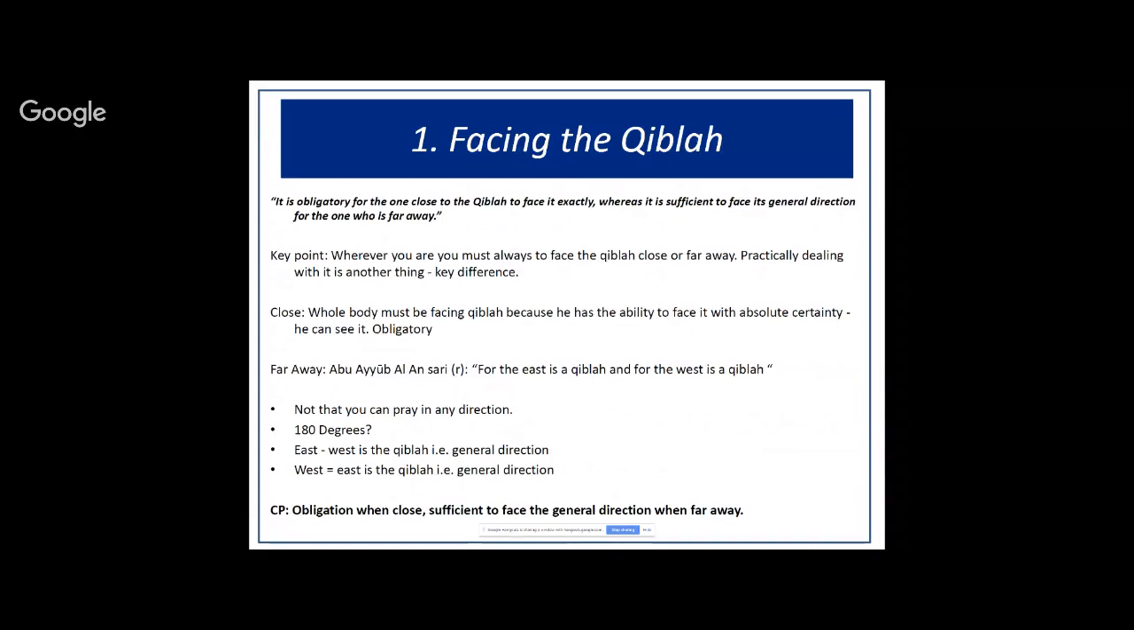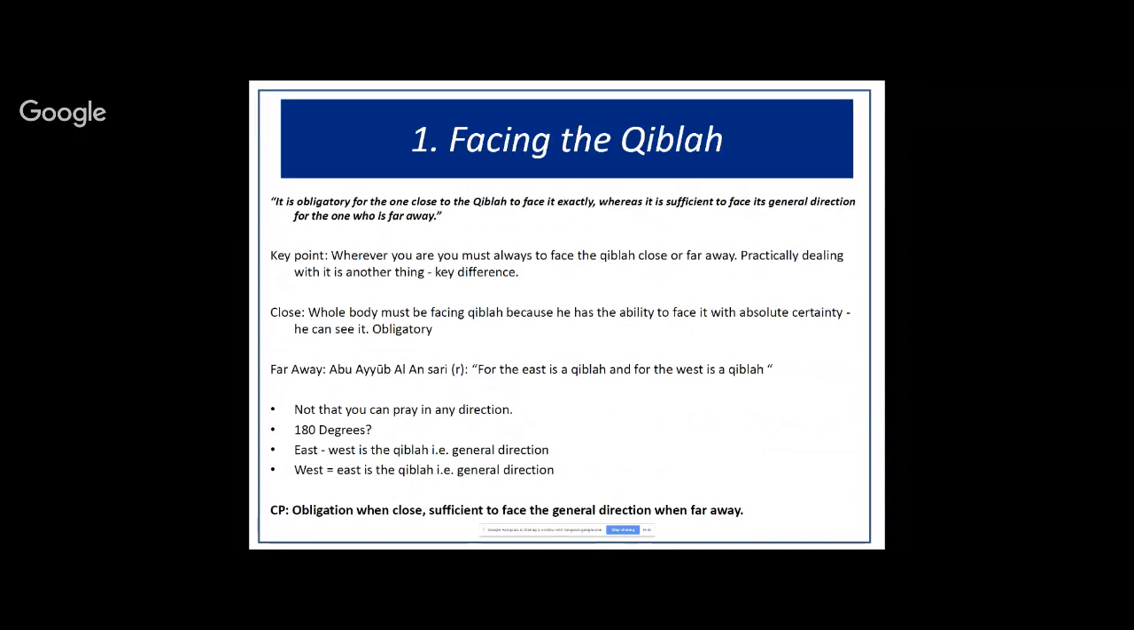We also have a hadith of Abu Ayyub al-Ansari radiallahu anhu, that the Prophet ﷺ said that for the east is a Qibla and for the west is a Qibla. So what does that mean? It means generally that when you're in the east, the west is the Qibla, and when you're in the west, the east is the Qibla. And this would also apply north and south, so the compass points from where you are. So again, this is talking in a general method, that the language is general, that when you're far away, you face in the general direction.